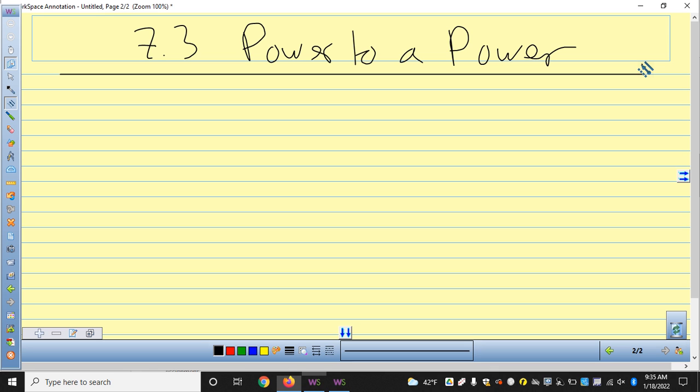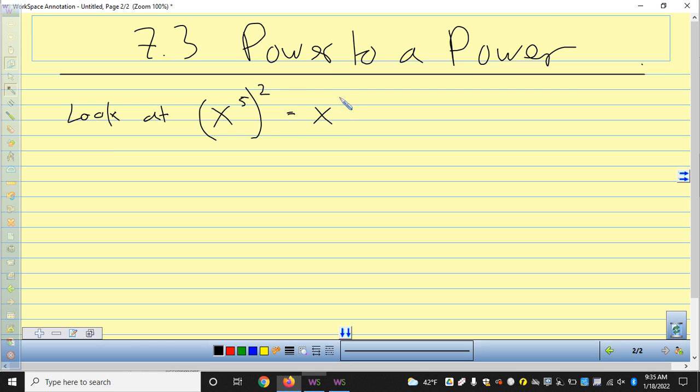So I want to do what we've done for our other exponent rules, and we'll look at some examples. So let's say we have x to the 5th, and we want to square that. Now the key piece of information about exponent rules is that when we raise something to a power, it means we're multiplying it by itself that many times. So x to the 5th squared means that we're doing x to the 5th times x to the 5th. We're multiplying x to the 5th by itself 2 times.